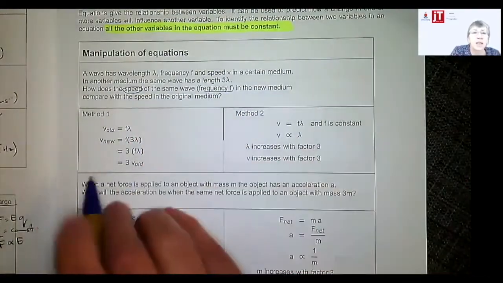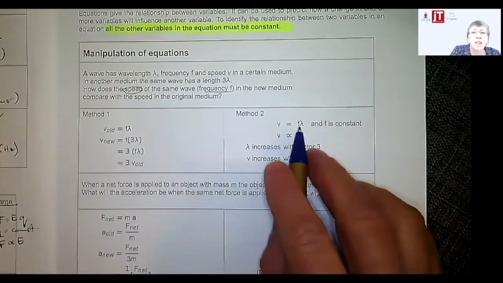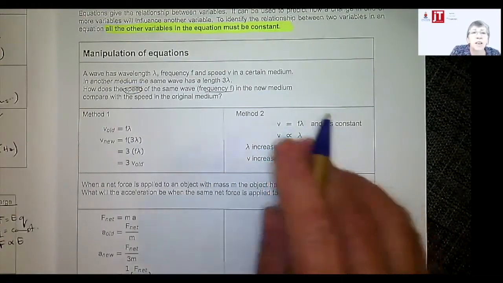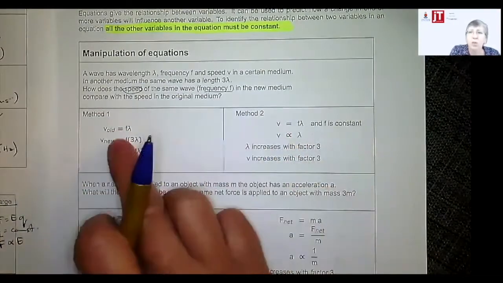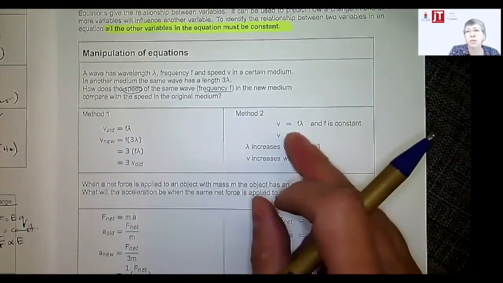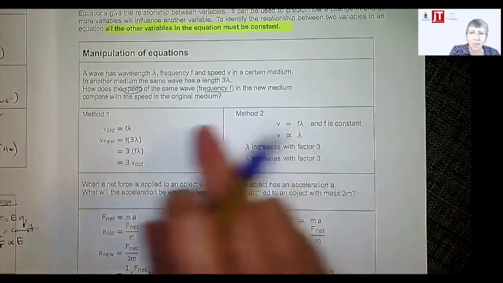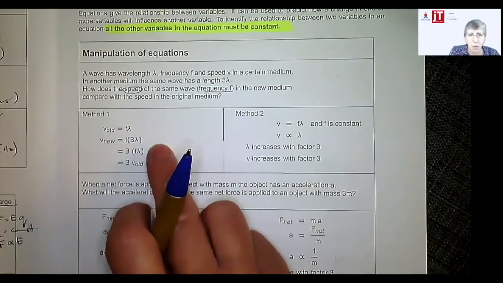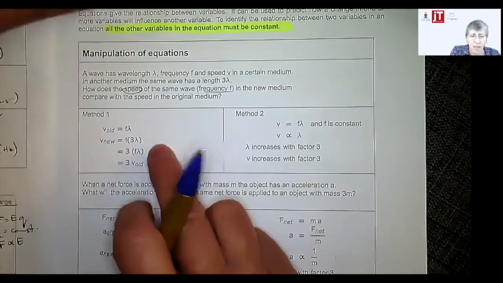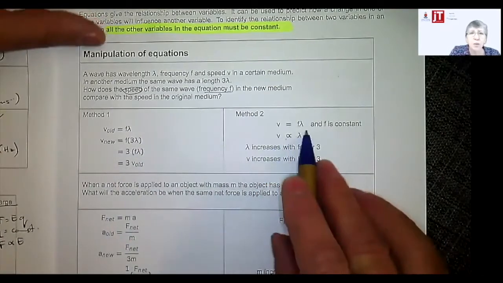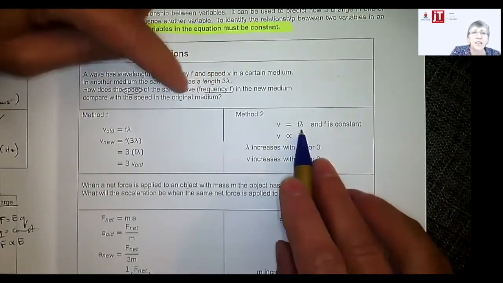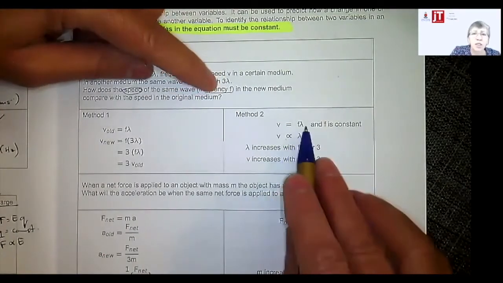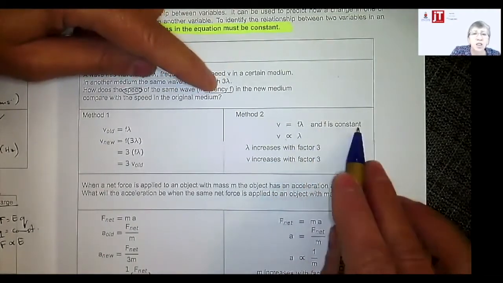Now, first find the equation. There's one: V equals F times lambda. Now, there are two different methods, and I would like you to be able to use both. Sometimes this is going to be the one that will give you an easier answer, and sometimes the other is going to be the one that gives you an easier answer. So it's V equals F times lambda. What are they changing? It's the same wave, so it's got the same frequency. So frequency is the constant.